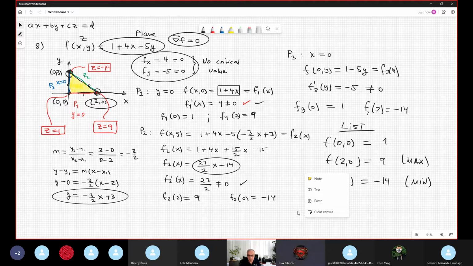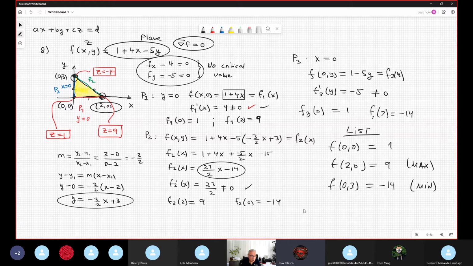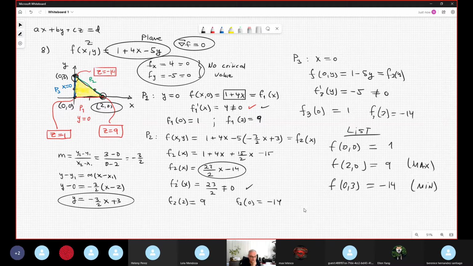Any question on question number 8? No problem. Professor, since there was no critical value, well, if there was a critical value, we'd also have to put that on the list, right? Say again. If you have a critical value, what do you say? We'd have to put that on the list as well. Absolutely. And the list ending.